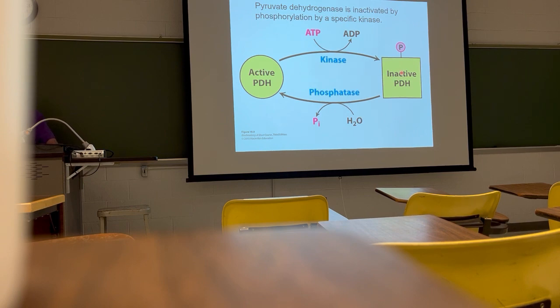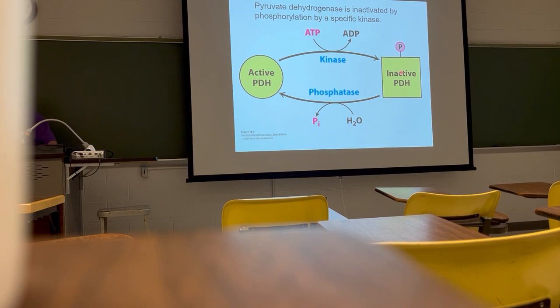The pyruvate dehydrogenase is regulated by a kinase. So there's a specific pyruvate dehydrogenase kinase that phosphorylates that enzyme and inactivates it. So when a specific group in that enzyme is phosphorylated by a kinase, now it's in an inactive form. There's a specific phosphatase that can cut off that phosphate to return it to the active form.